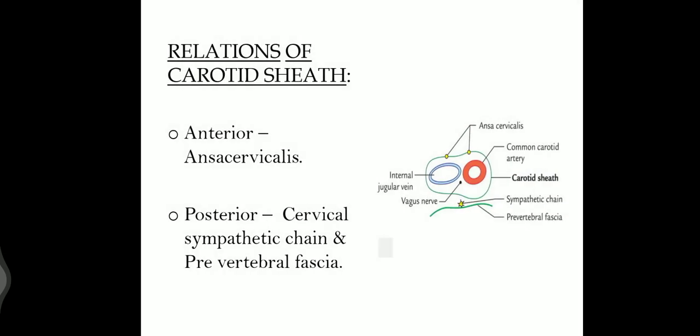Relations of the carotid sheath. If you see the cross-sectional view of the carotid sheath, anteriorly we have the ansa cervicalis. Posteriorly we have the sympathetic chain, that is the cervical sympathetic chain, and the prevertebral fascia. These are the relations.